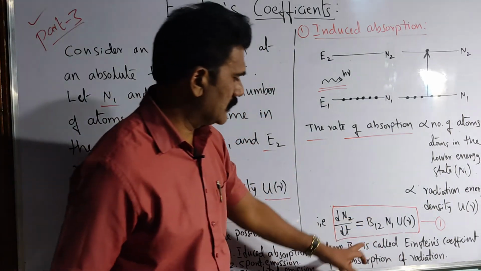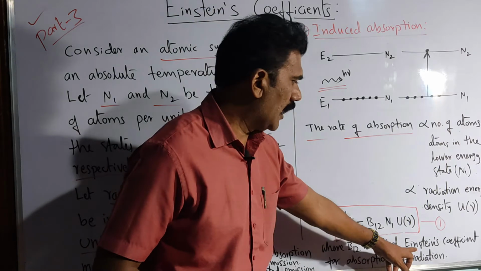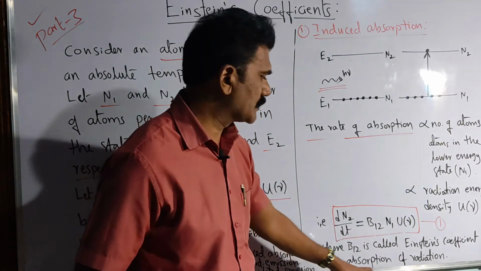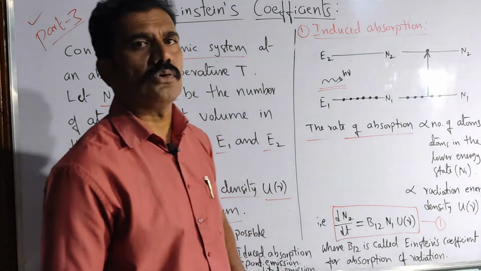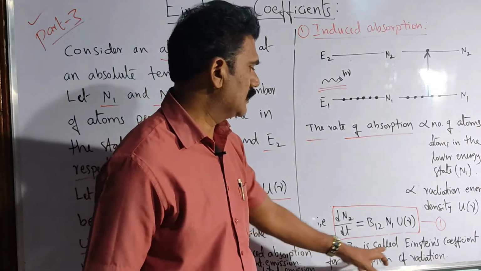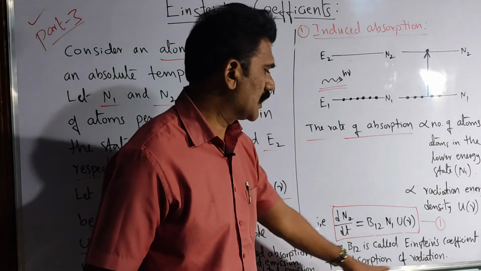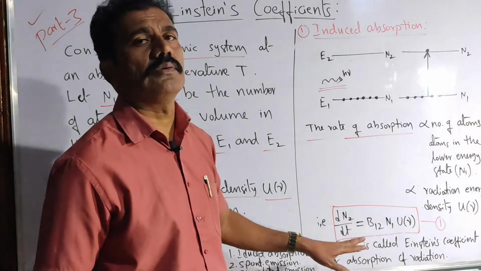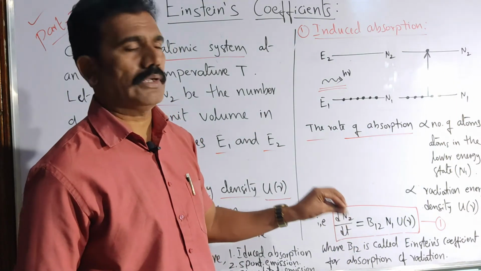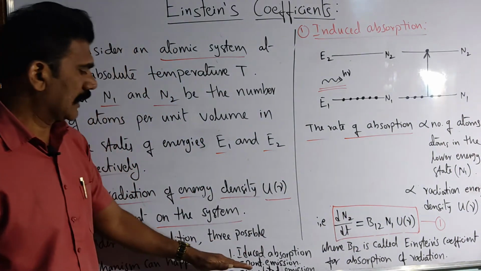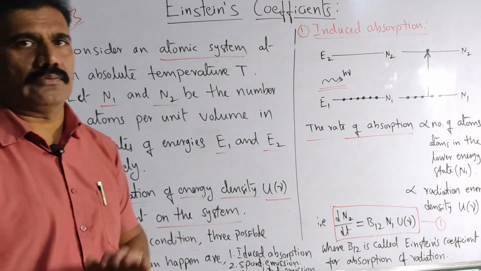And write down here what B12 is. It is called the Einstein's coefficient for absorption of radiation. So one of the Einstein's coefficients is B12, and it is called Einstein's coefficient of absorption of radiation, particularly applicable for the absorption mechanism. Now let us consider the second one, that is spontaneous emission.